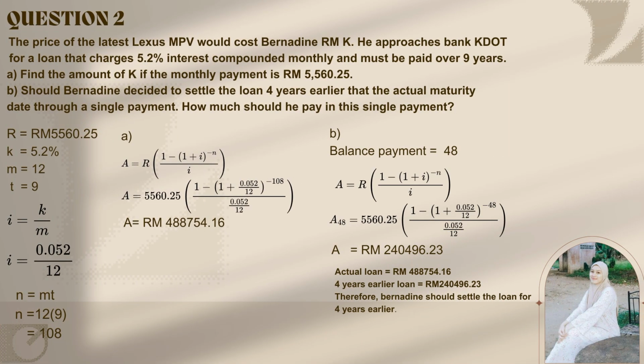The price of the latest Lexus MPV would cost Bernardine RMK. He approached Bank KDOT for a loan that charged 5.2% interest compounded monthly and must be paid over 9 years. A. Find the amount of K if the monthly payment is RM 556025. B. Should Bernardine decide to settle the loan 4 years earlier than the actual maturity date through a single payment, how much should he pay in the single payment?